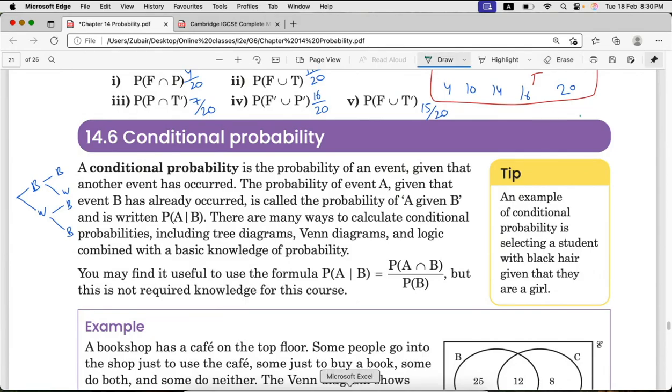This is the formula for how you write it. This is the probability of A given B. That means you are asking about the probability of event A occurring, given that event B has already taken place. A given B means probability of A intersection B divided by probability of B. Whatever is in the second place will be in the denominator. The numerator is the intersection, the AND part, and the denominator is the second one, the given one, which has already happened.